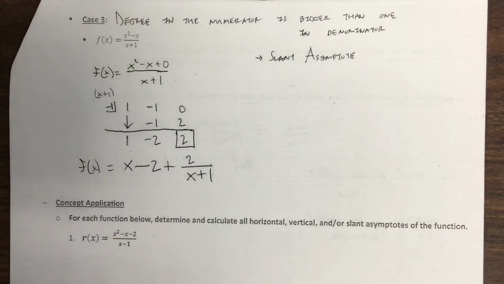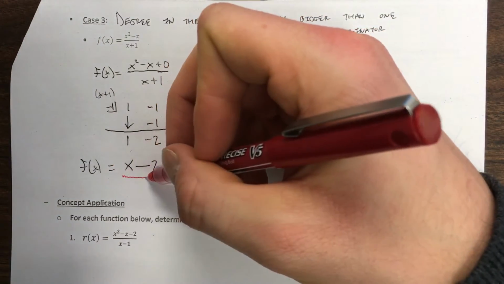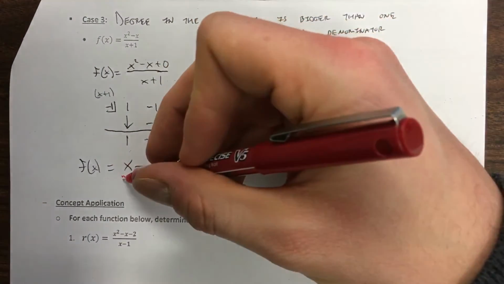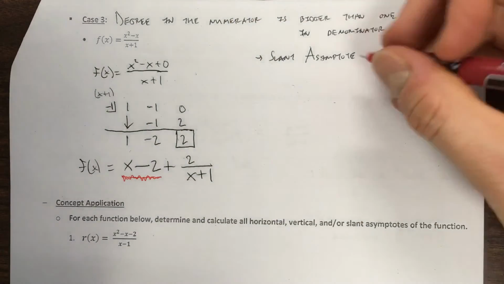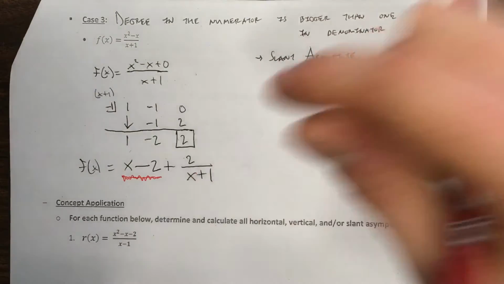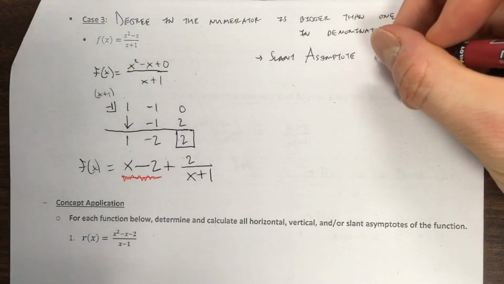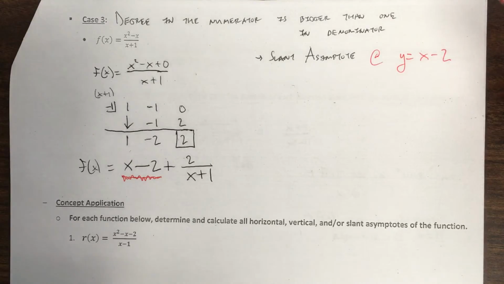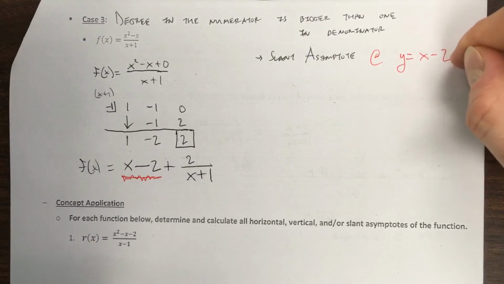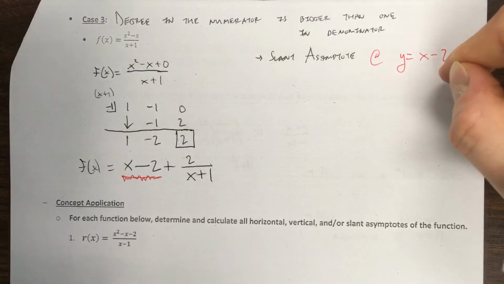And what's happening here is this part that is not in a fraction anymore, this is our slant asymptote. So this function has a slant asymptote at y equals x minus 2. And you might be thinking, well, how do we graph that? We're going to have to use y equals mx plus b in order to graph this, and we'll see how we can do that.